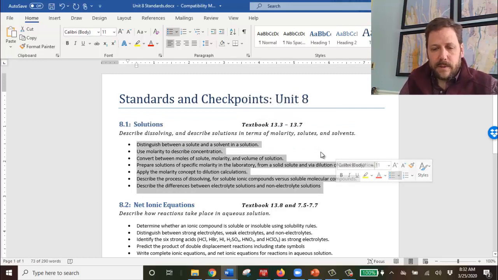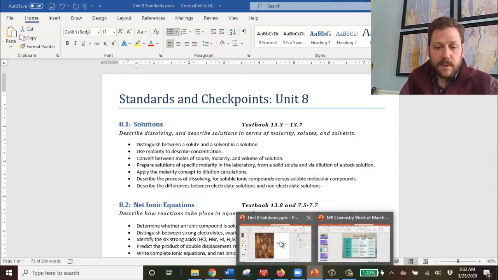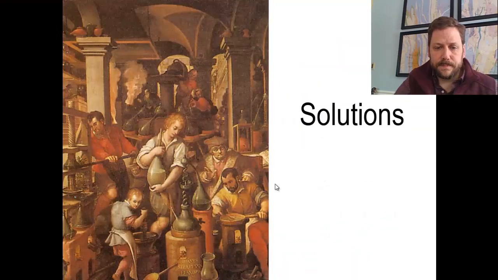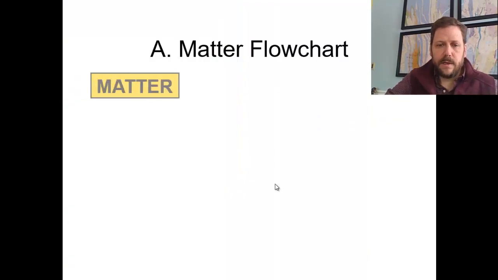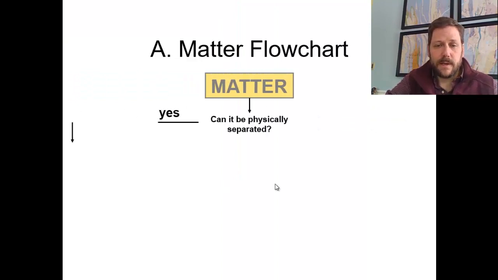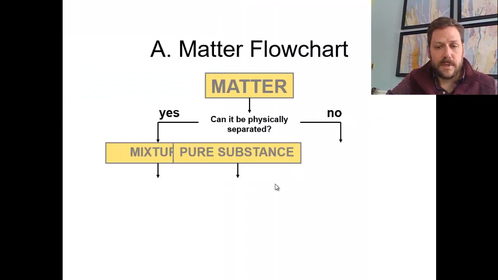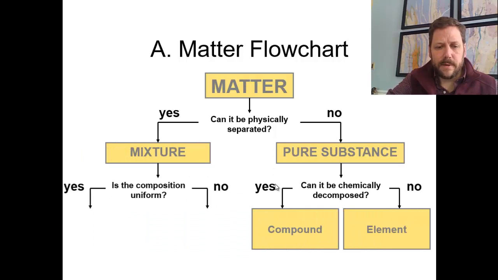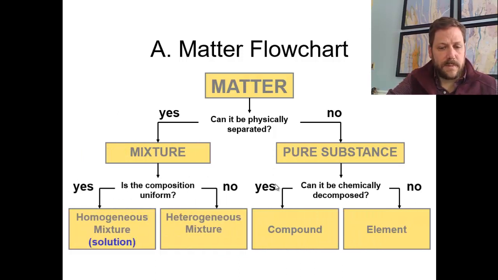So a little bit of vocabulary and some simple calculations are going to be introduced here. I'm going to start by reminding you about a flowchart we looked at back in, it was probably September. And I said all matter can be classified as either a pure substance or a mixture. And we're going to be focusing on this part of the chart down here. Mixtures can either be homogeneous or heterogeneous. And a homogeneous mixture is synonymous with a solution.